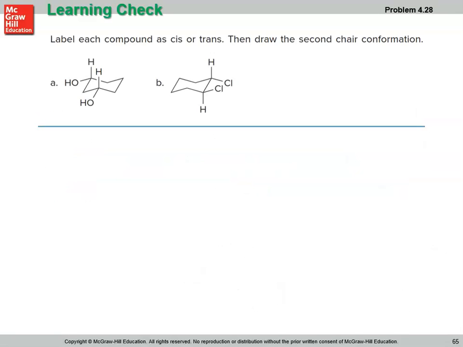Two questions that we will go over in class: look at the compounds and label each as cis or trans. Cis meaning the same side of the bond, or trans being the opposite side of the bond. And then draw the second chair conformation, so the opposite. If one is cis, then draw the trans form. If it's trans, then draw the cis form. We will go over this problem in class, but I would like you to try it so that you know what kind of questions you might have about it.